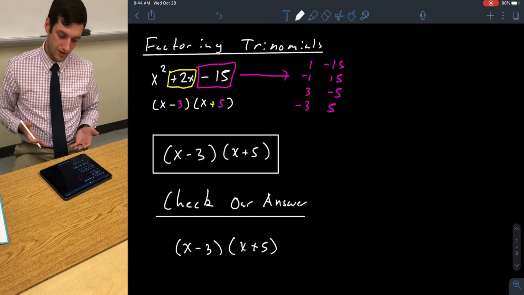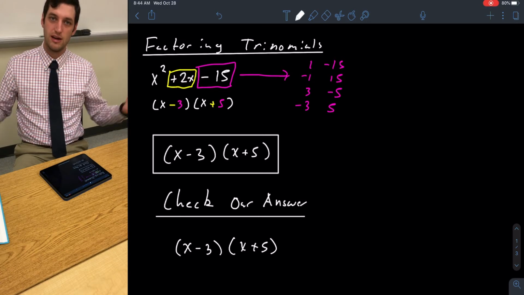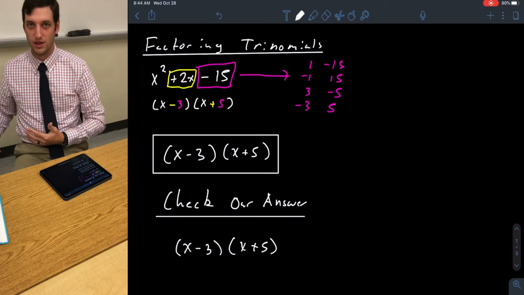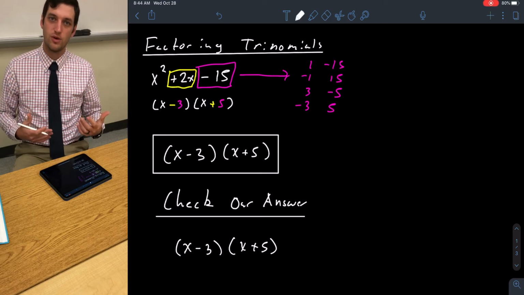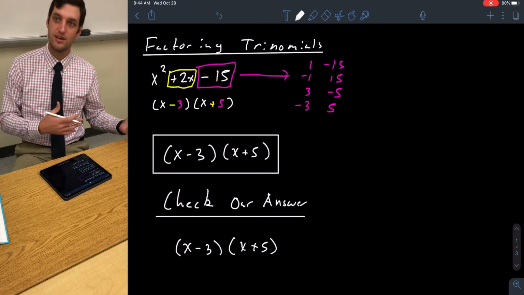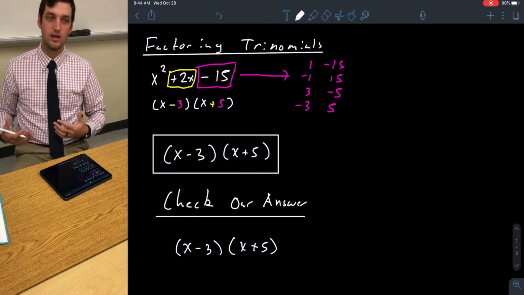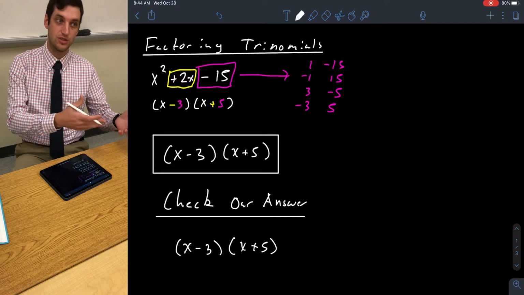Well, if you notice, this looks like a FOIL problem. Factoring is backward FOILing. So we first learned how to FOIL. Now that we've learned how to FOIL, we're now going to learn how to factor. Well, factoring is backwards FOILing. Whenever you FOIL, you get the answer to a factoring problem.